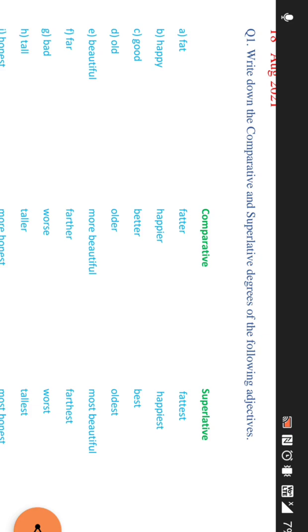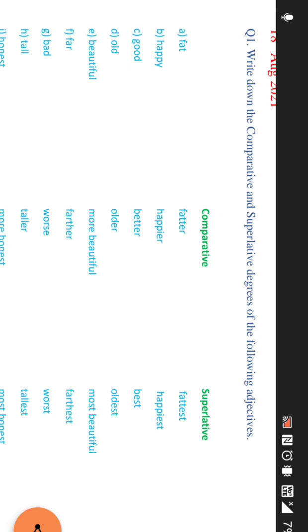So first form is called positive form, second one is called comparative form, and third one is called superlative form. So the positive degree of adjective, which is given to you in the first column, we use when we are talking about just one noun.